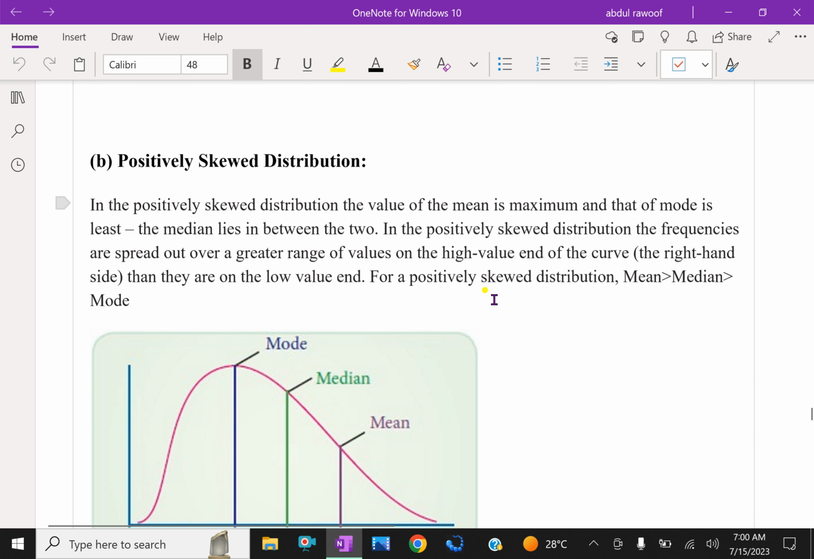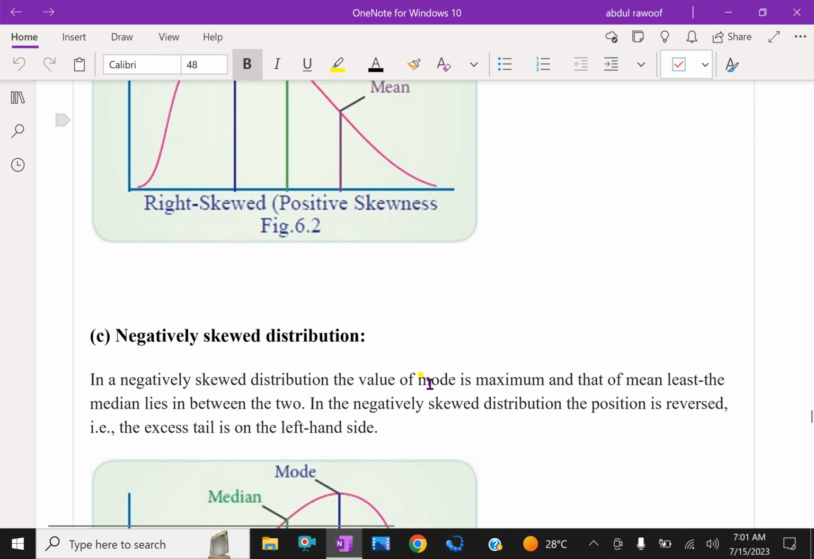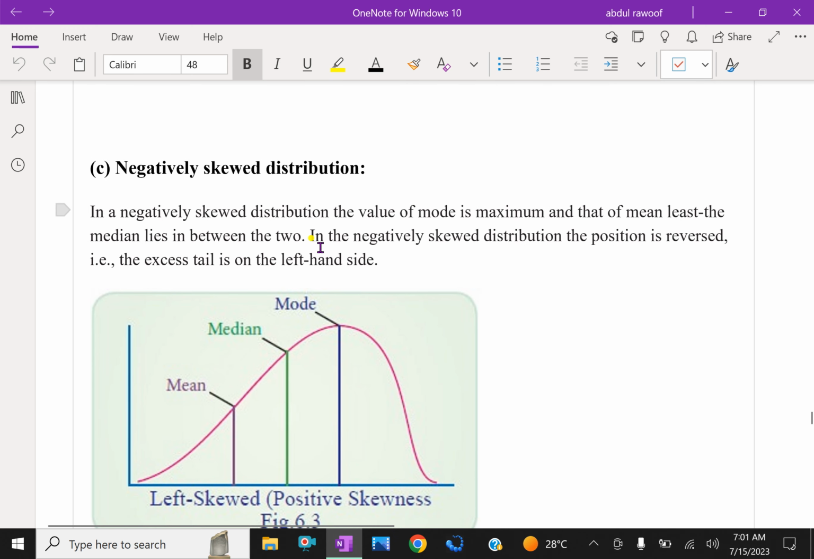For a positively skewed distribution, mean is greater than median, and median is greater than mode. Here, this is a positively skewed distribution. Next one, negatively skewed distribution.